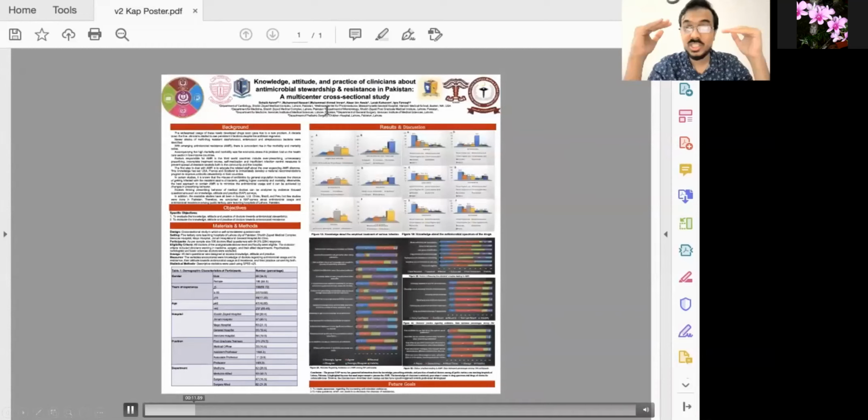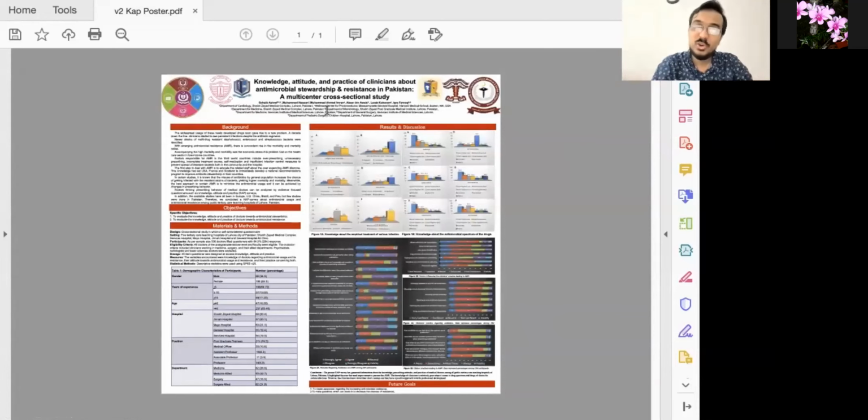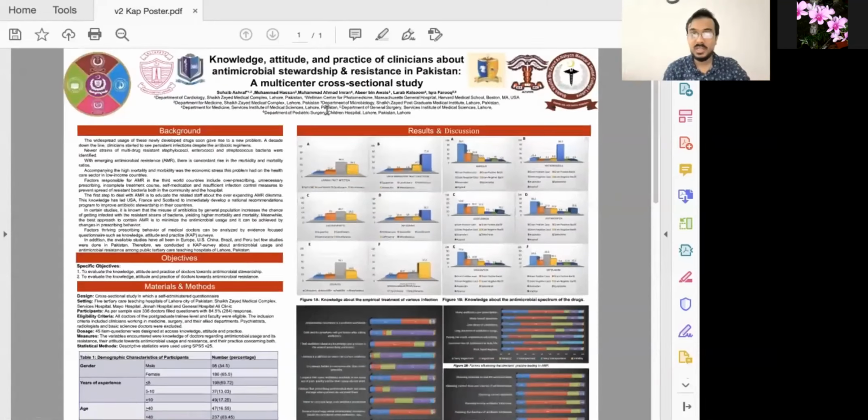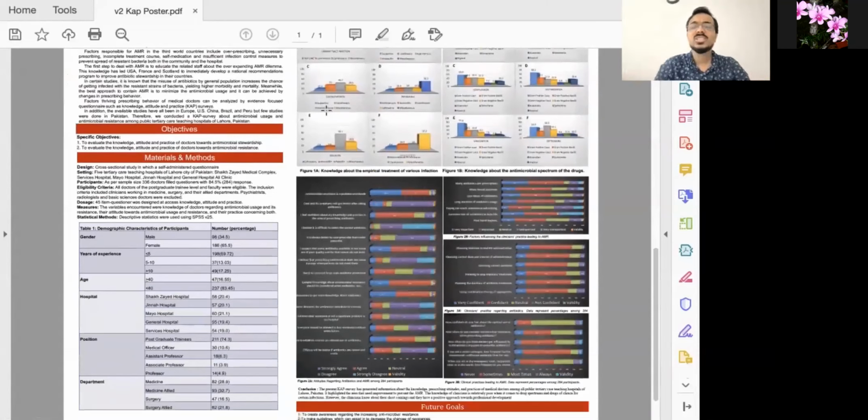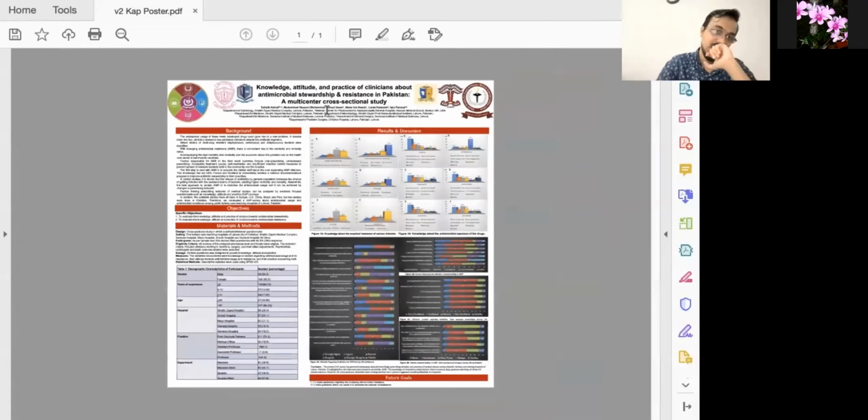As we all know, we are in the post-COVID era, and we asked them about the empirical treatment of upper respiratory infection, lower respiratory infection, and all other infections. The crux of the story was that all of the doctors have a different opinion towards empirical treatment, and none of them has proper guidelines that they are following towards prescribing drugs.